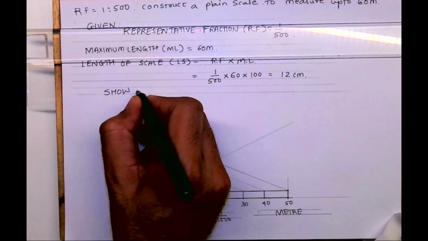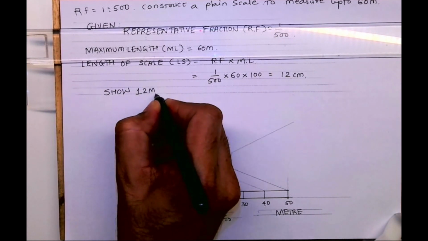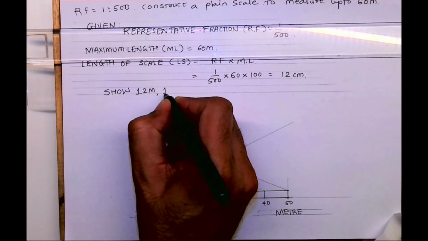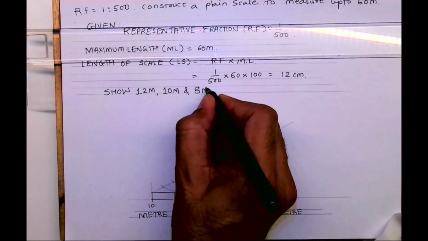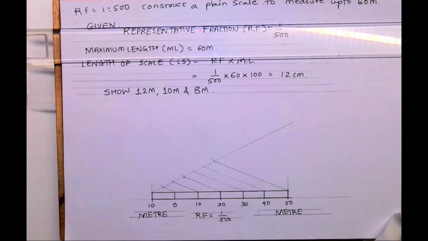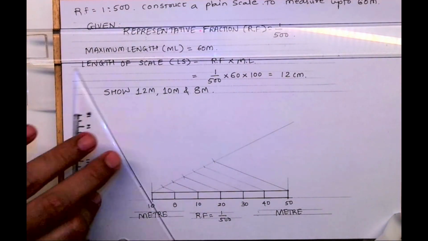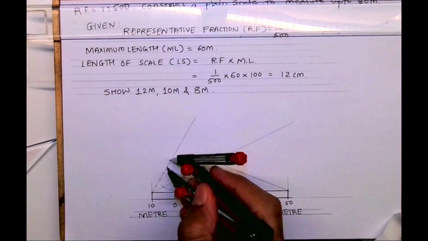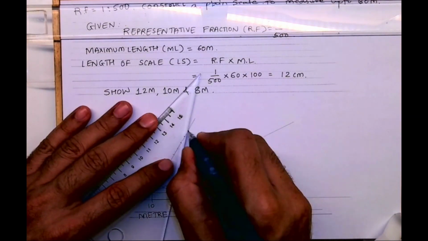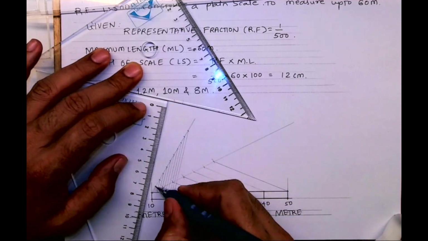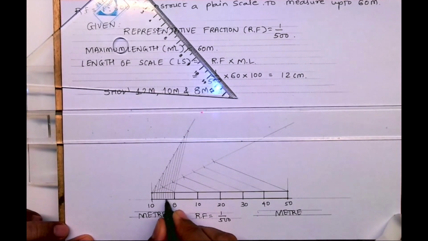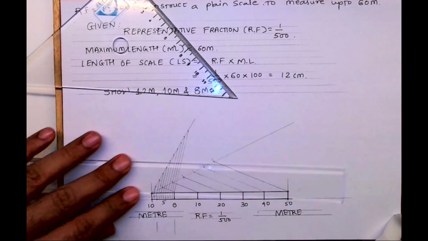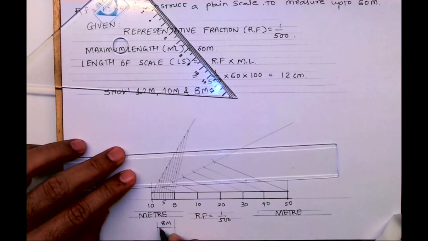it will be given in the question that show 12 meter, 10 meter and 8 meter. So what I will do, I will divide the first part 0 to 10 into 10 parts. So this is 1, 2, 3, 4, 5, 6, 7, 8. So this lower part is 8 meter.